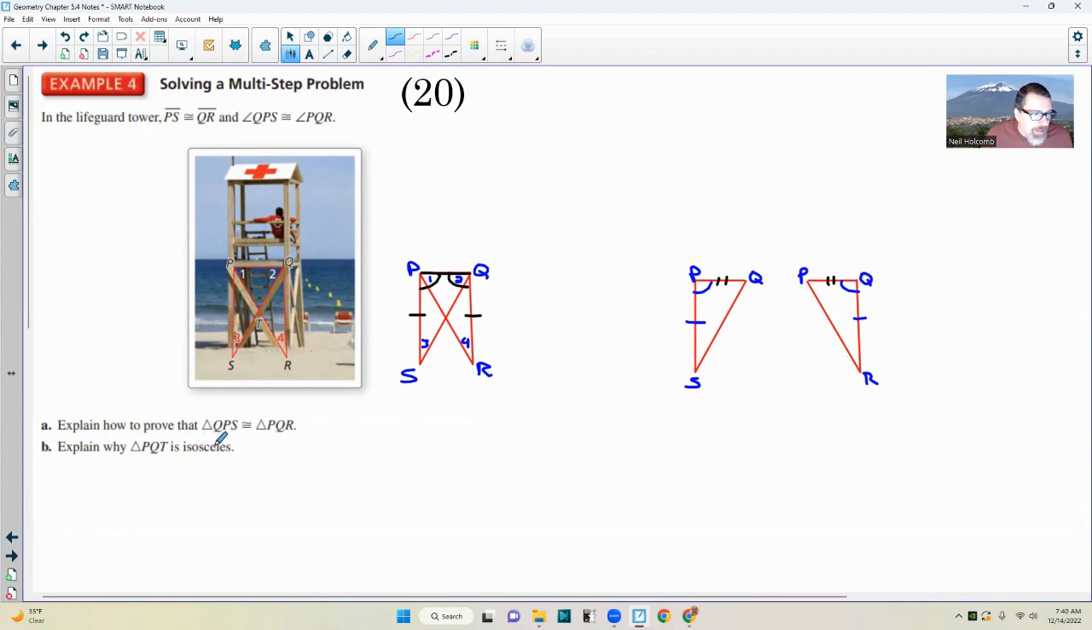Okay, and that's why it's isosceles. And now that I have a side and an angle and a side, so the angle's included, I can prove that QPS is congruent to QPR by side, angle, side. And triangle PQT is isosceles. Triangle PQT. Where's T? I missed that. Here's a T right here. All right, so explain how to prove why these are congruent. PQ is congruent to itself by the reflexive property, and I'd write that, okay? PQ is congruent to PQ, reflexive.